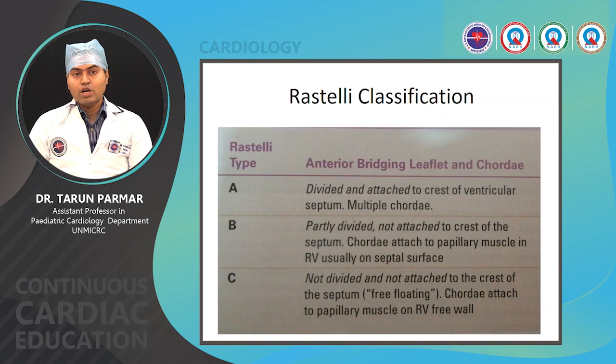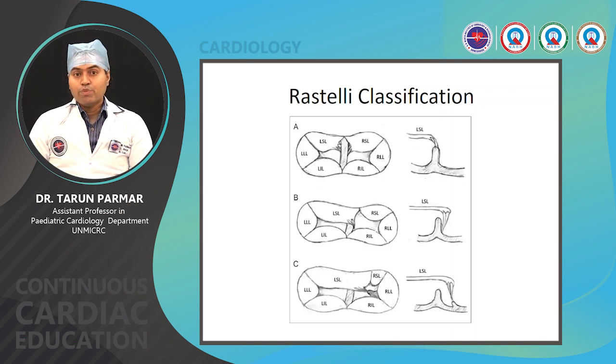There are multiple chorda. In type B Rastelli, it is partly divided and not attached to the crest of the septum. Chorda attached to papillary muscle in the RV, usually on the septal surface. While type C, not divided, not attached to the crest of the septum, is called the free floating. Chordae may attach to the papillary muscle on the RV free wall.